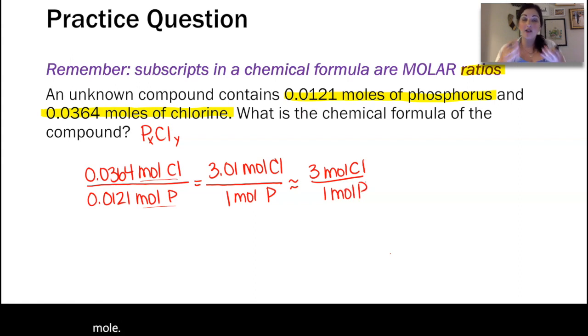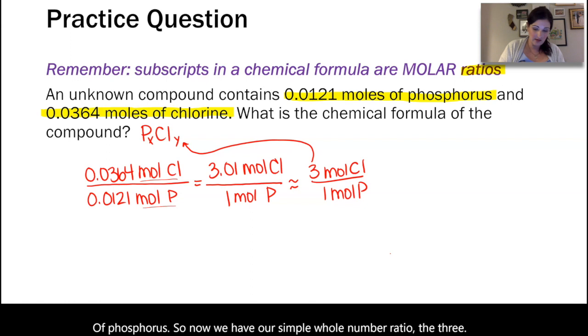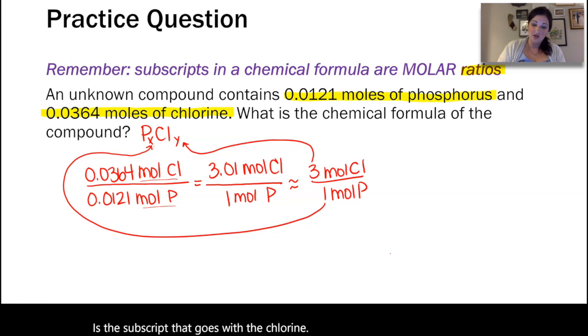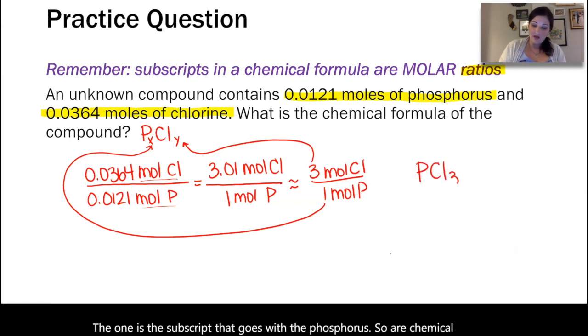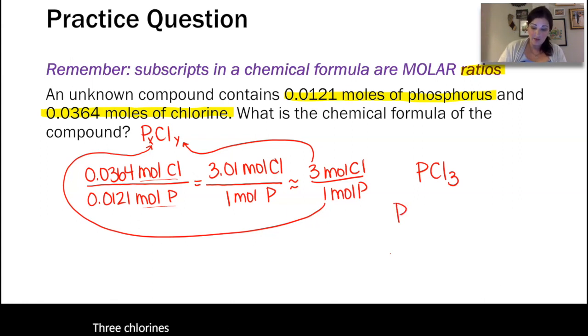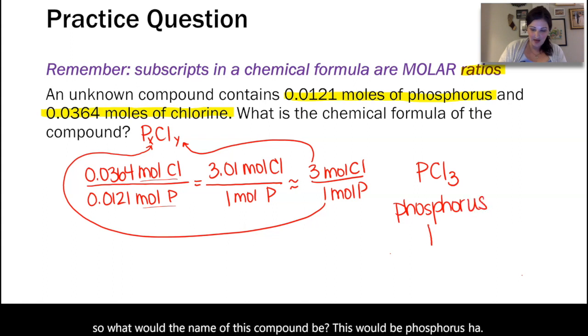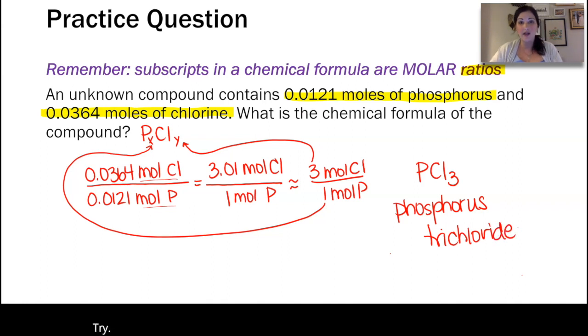So now we have our simple whole number ratio. The 3 is the subscript that goes with the chlorine. The 1 is the subscript that goes with the phosphorus. So our chemical formula is 1 phosphorus, 3 chlorines. Okay, so what would the name of this compound be? This would be phosphorus trichloride, because it's a covalent compound.